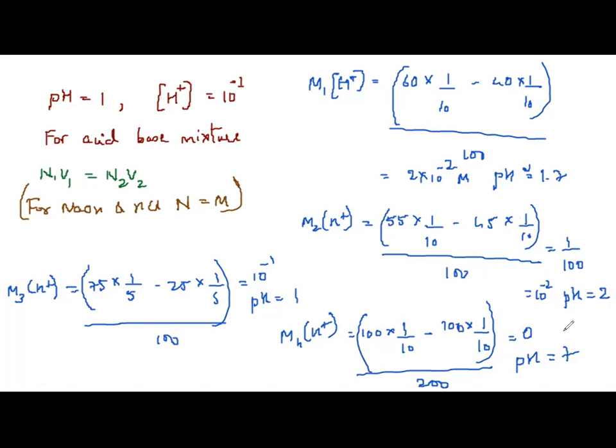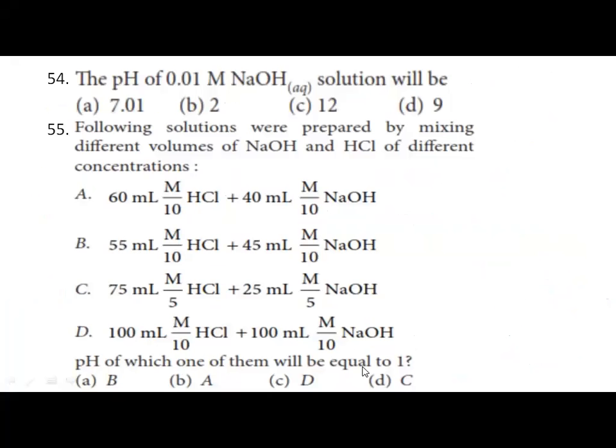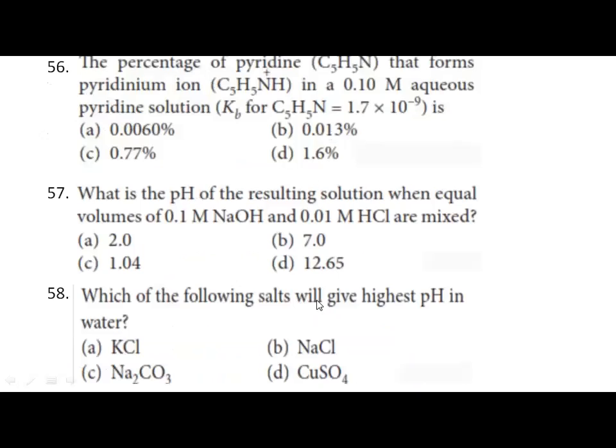Getting my point? Therefore, where there is pH equal to 1, it is for option 3. So option C, the pH is 1. So the pH of which of the following will be equal to 1? It is option C. Option C is the correct option. Okay. Next question.